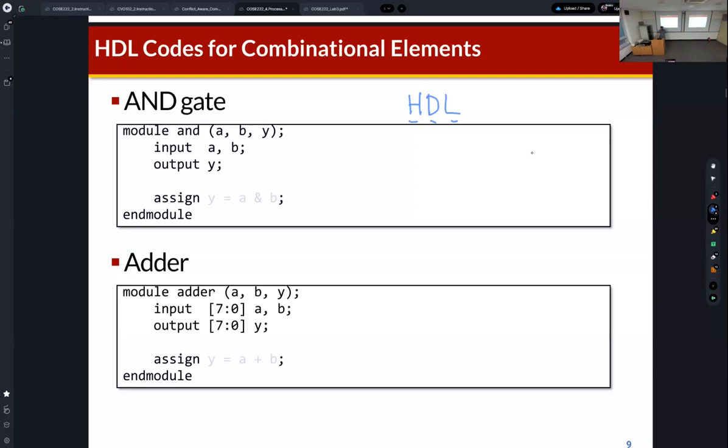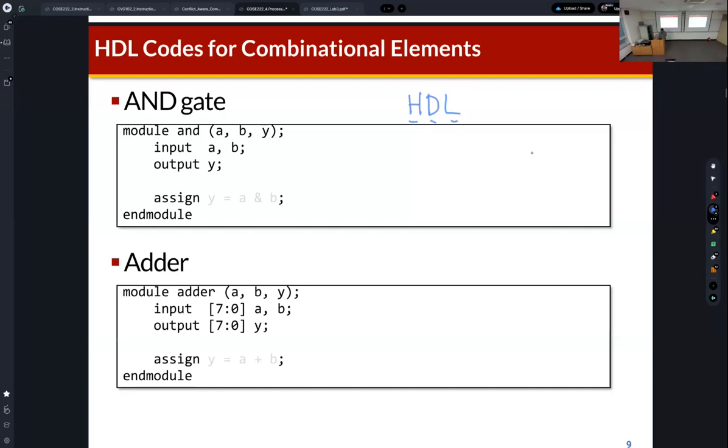It is used for designing a digital system because it's a hardware description. For the upcoming several design assignments, you will be requested to design a simple RISC-V processor using SystemVerilog. So in this slide, I just show an example of a SystemVerilog module, or SystemVerilog code.